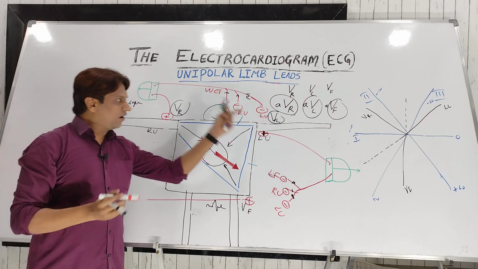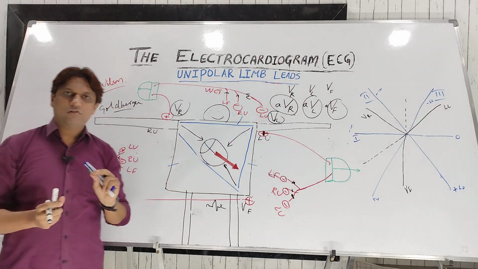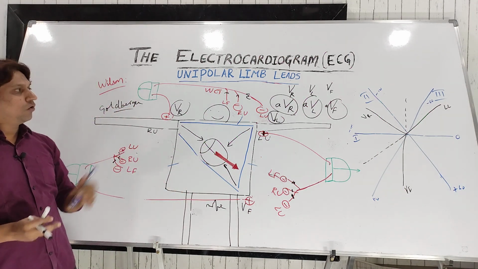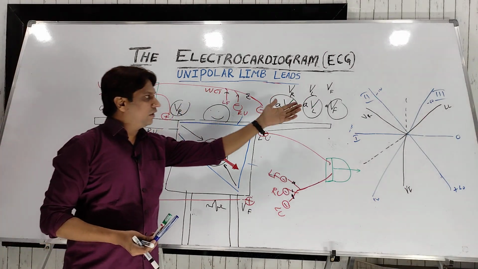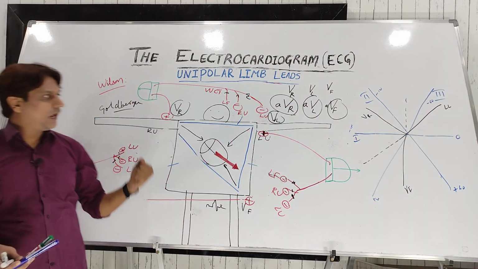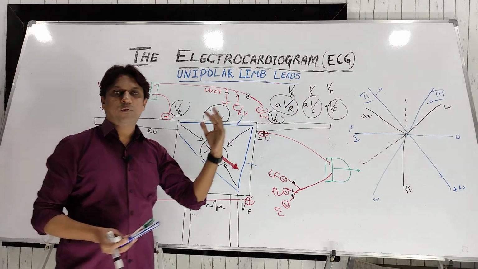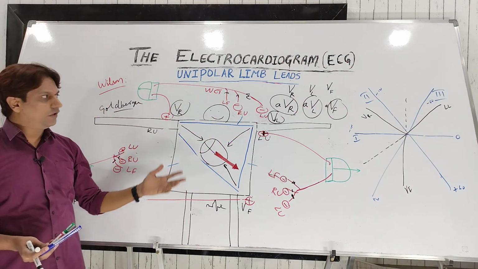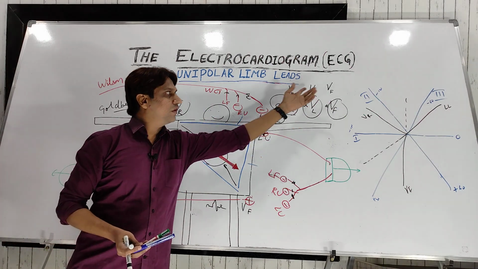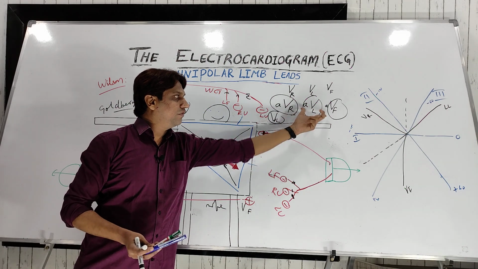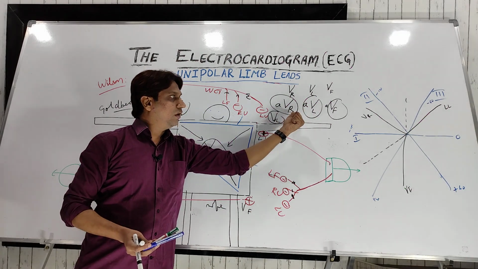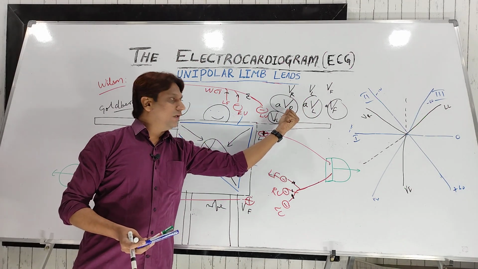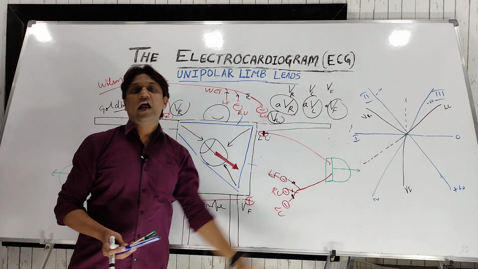The drawback of this was that the current amplitude was less. This drawback was corrected by Goldberger, who modified it and named them augmented unipolar limb leads. Same Wilson's unipolar limb leads, he now augmented. Nowadays the older ones are obsolete, and we only use the modified Wilson, that is the augmented unipolar limb leads, AVR, AVL and AVF.